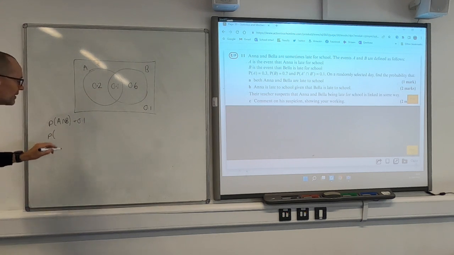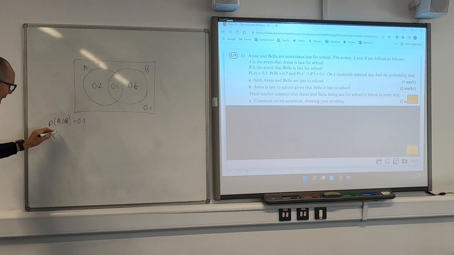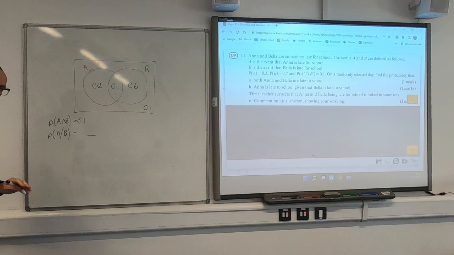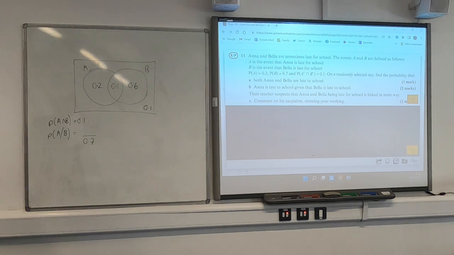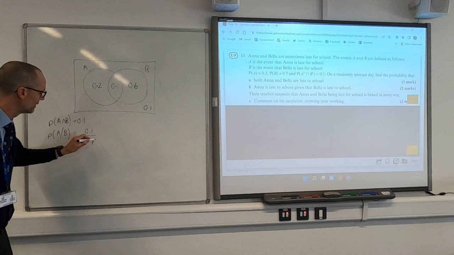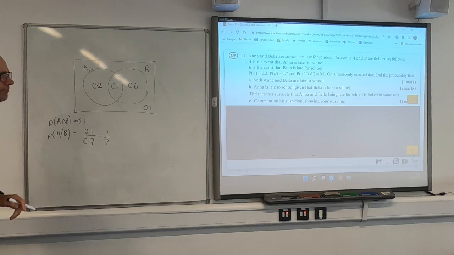So this is the given that notation, isn't it? The probability that Anna is late, given that Bella is also late. So this is going to be, I'm always going to write this as a fraction. The probability that Bella is late gives me my denominator. Of that, what part of that is Anna also late in? So that's 1/7.